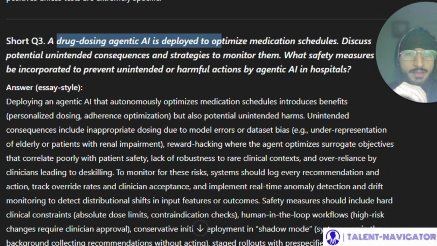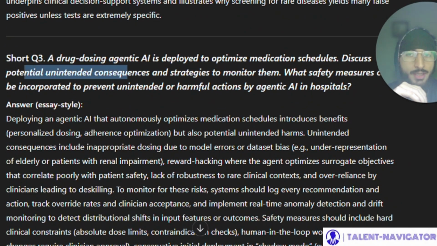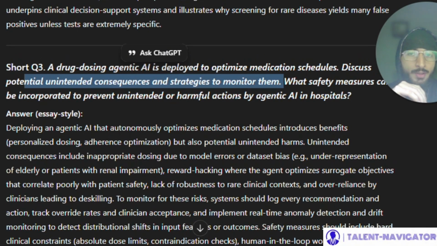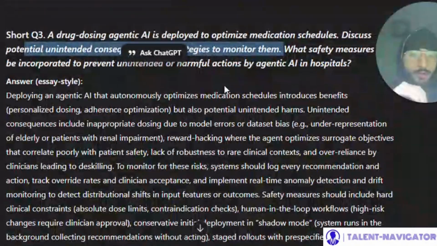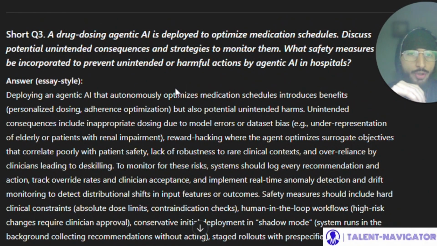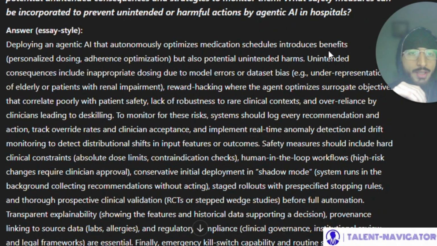A drug dosing agentic AI is deployed to optimize medication schedules. Discuss potential unintended consequences and strategies to monitor them, and what safety measures can be incorporated to prevent harmful use in hospitals. Deploying an agentic AI that autonomously optimizes medication schedules introduces benefits like personalized dosing and adherence optimization, but also potential unintended harms.